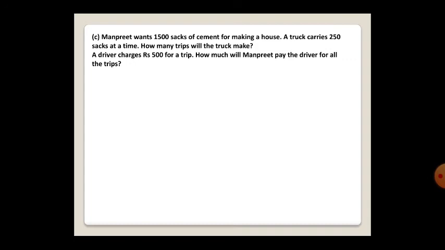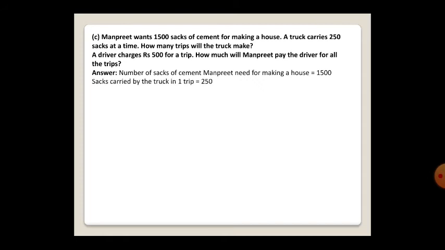A driver charges 500 rupees for one trip. So how many trips does it take, and how much does Manpreet have to pay the driver? You have to find. First you have to find the number of trips. Number of sacks of cement Manpreet needs for making a house is 1500. Sacks carried in one trip is 250.